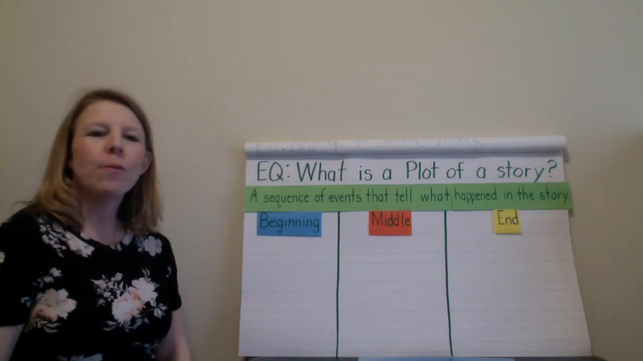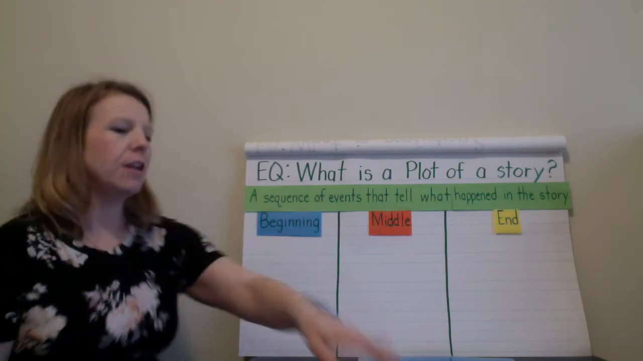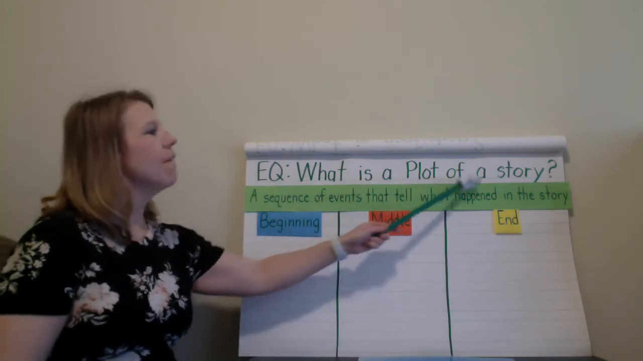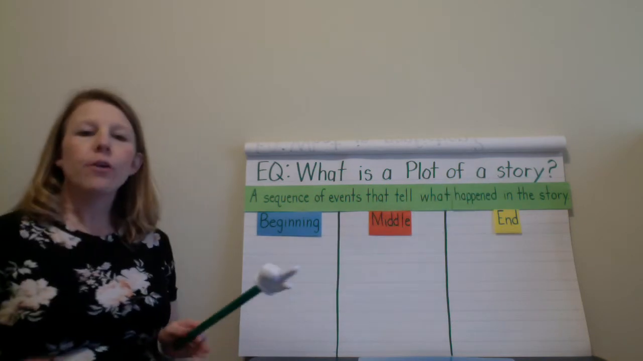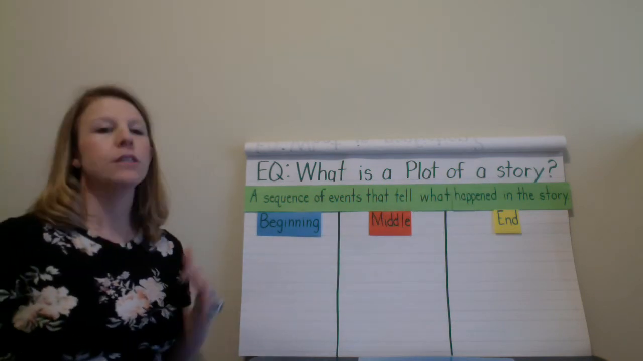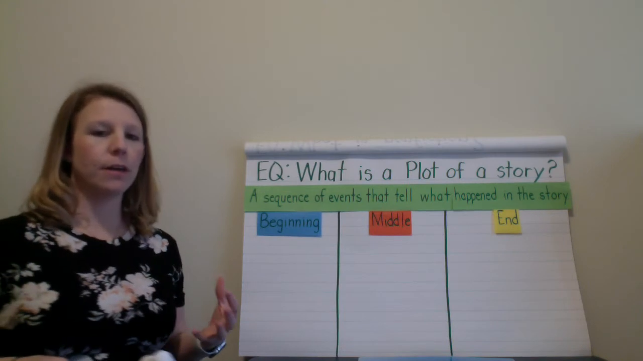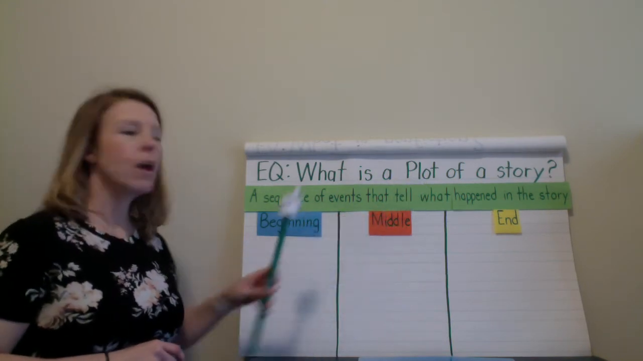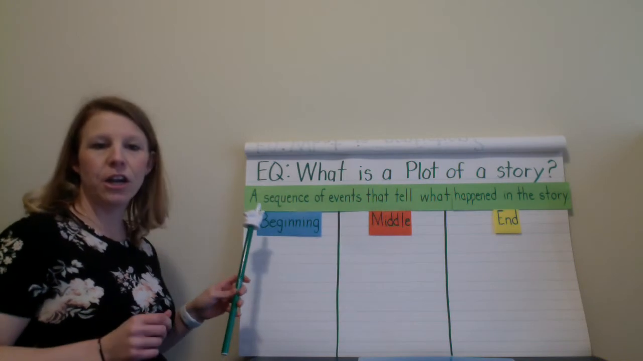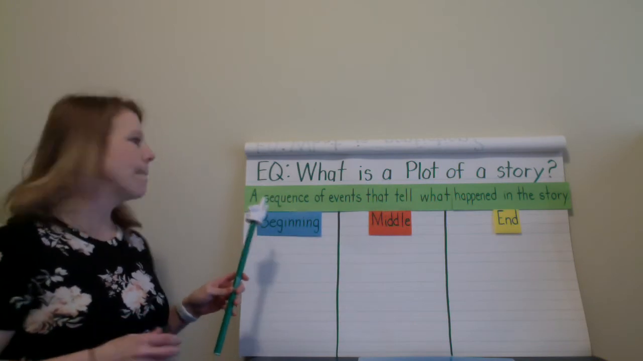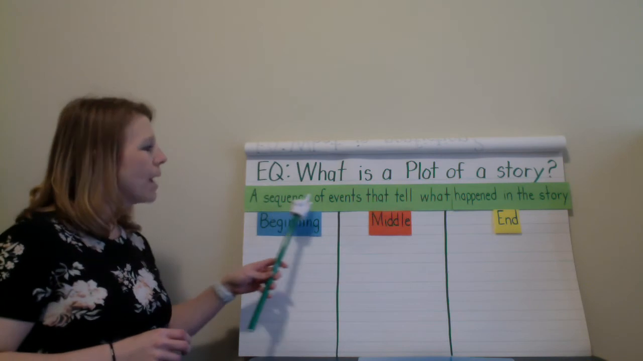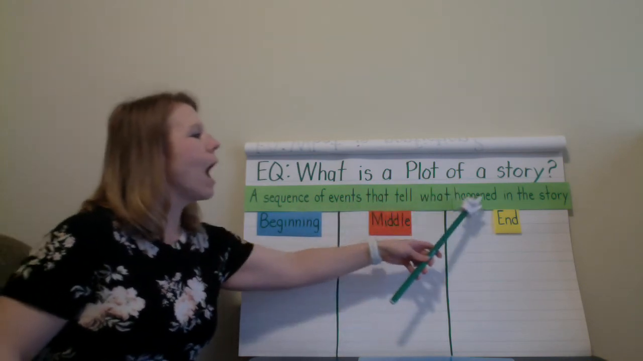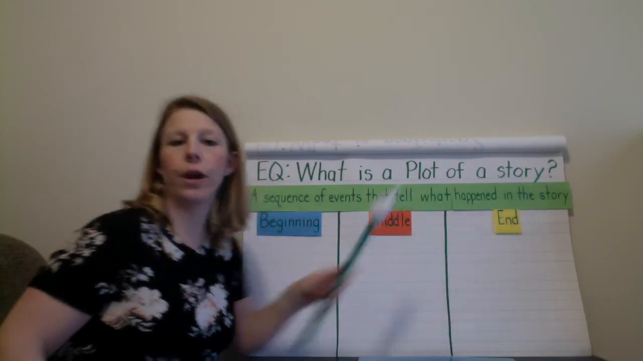Malloy, and today we're going to look at the essential question of what is the plot of a story? So you've already talked about characters and setting, which are parts of a fiction story, but now we're going to focus on the word plot. If we look at the definition of plot, it's a sequence of events that tell what happened in the story.